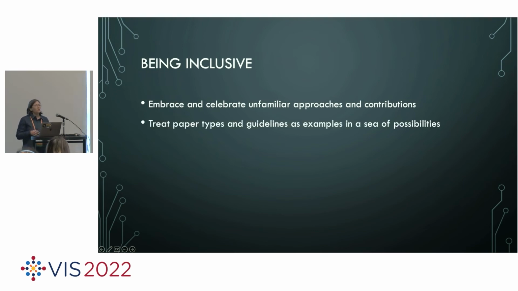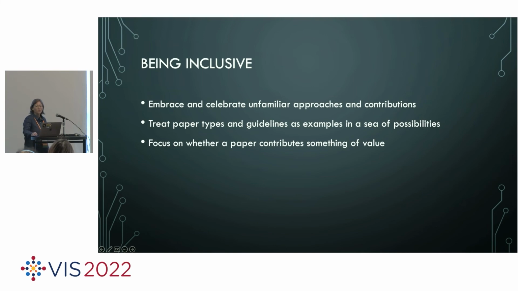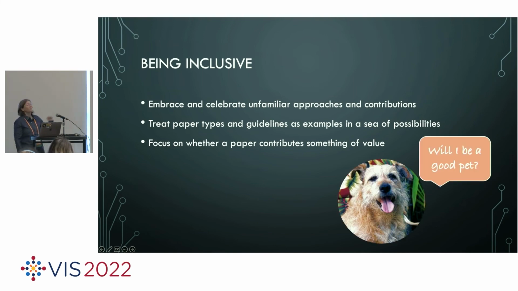I'd also encourage you to treat paper types and guidelines as examples. They're good examples. They can be useful, perhaps for training new researchers as to the different ways they could construct their research, but they are only examples in a broader sea of possibilities. And finally, as you're reviewing a paper, focus on whether it brings something of value to our community. In other words, is this a good fit?